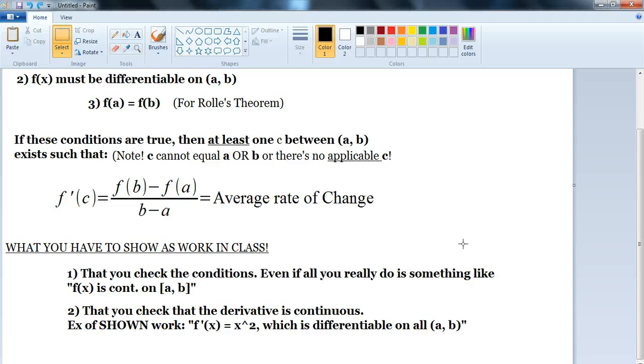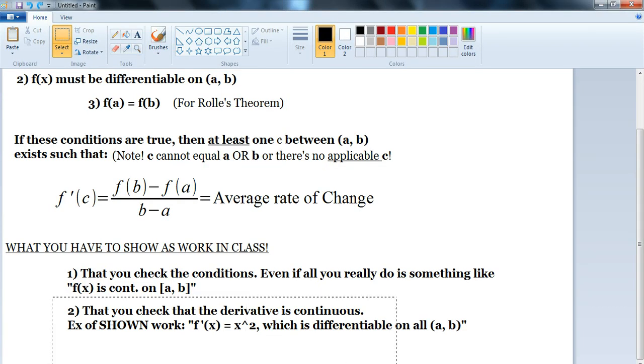Okay, so in my AP BC calculus class, we had to show basically two things for work. One, we have to show that we actually recognize what the conditions were, and we have to show that we checked the conditions, even if all we really wrote was that f of x is continuous on [a, b] inclusive, and therefore the mean value theorem works, as long as it's also differentiable between a and b exclusive.